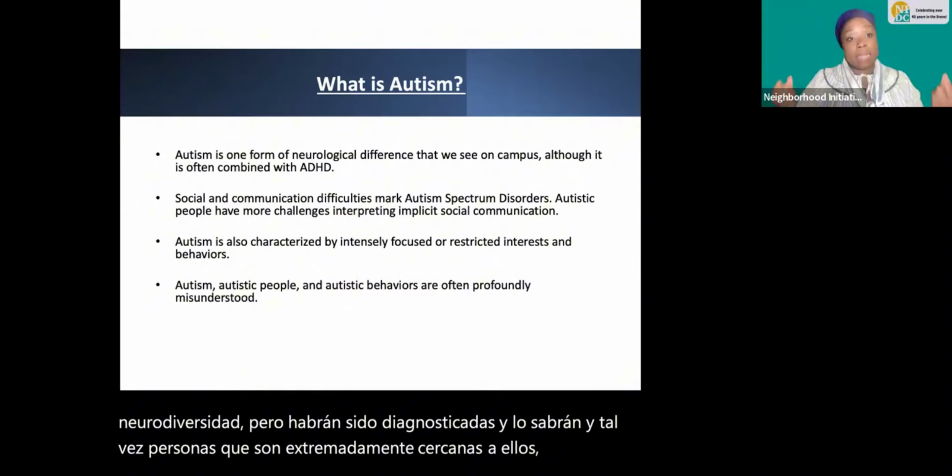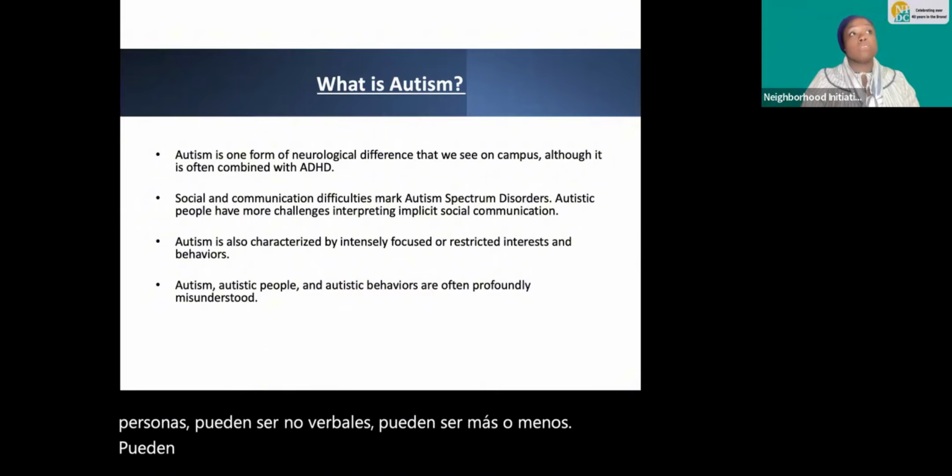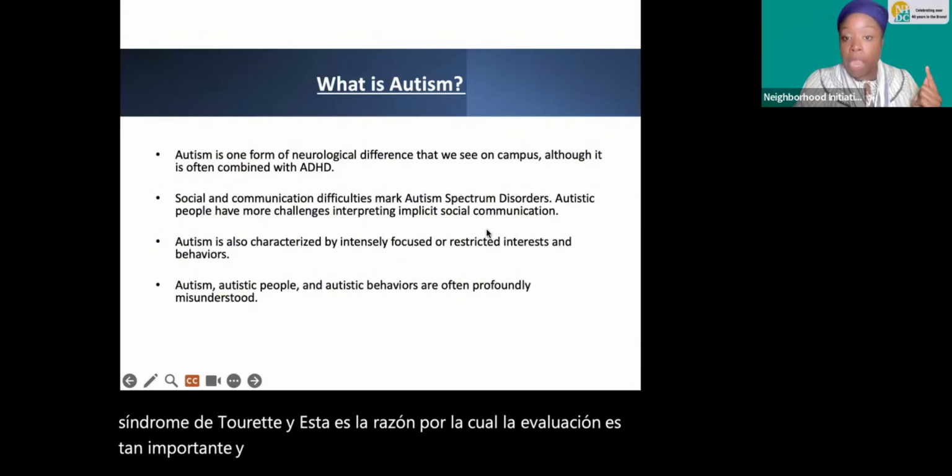Other people, they may be nonverbal. They may kind of lash out. They may have some outbursts and tics that seem similar to Tourette syndrome. And this is why evaluation is so important and not making assumptions. Because how do we know that we have ADHD?